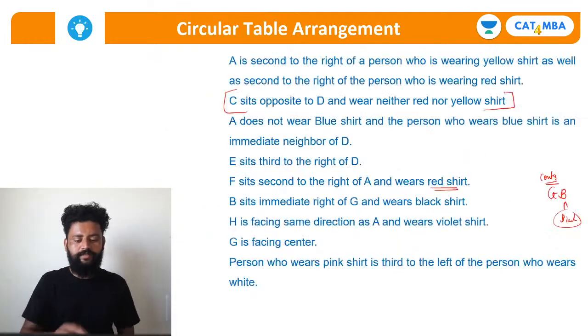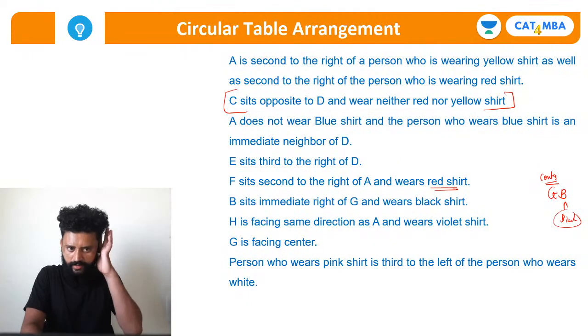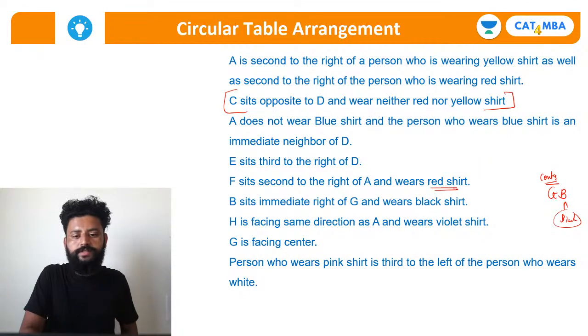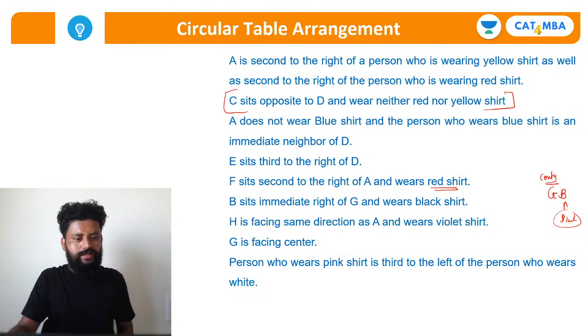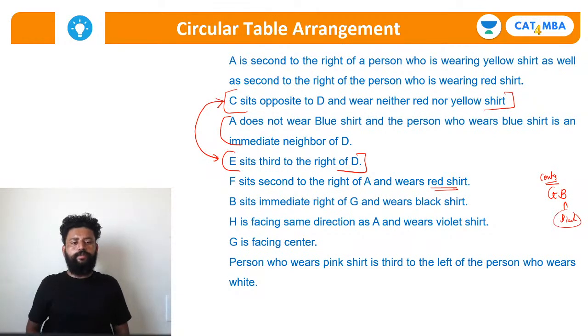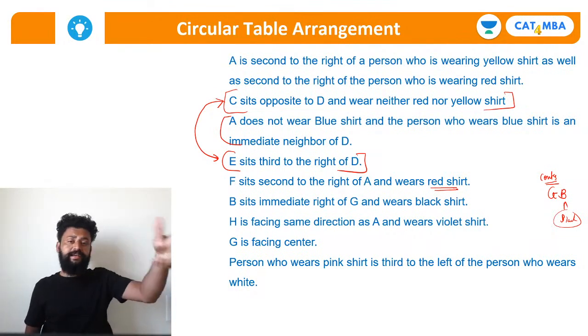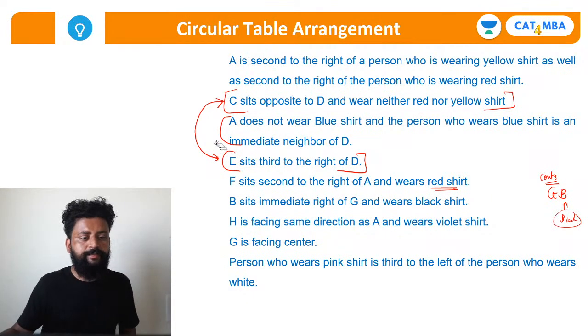So let's have a look at a few possibilities. A does not wear a blue shirt, and the person who wears a blue shirt is an immediate neighbor of D. Okay, so this is the clue you can use. Then E sits third to the right of D. That is also clubbed with this. We use these two because if you are trying the possibilities, then you must connect some other clue related to D, so that those 8 possibilities get reduced to 4 or 3, maybe something like that.